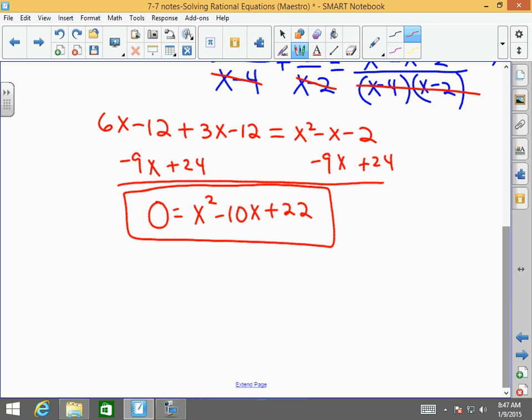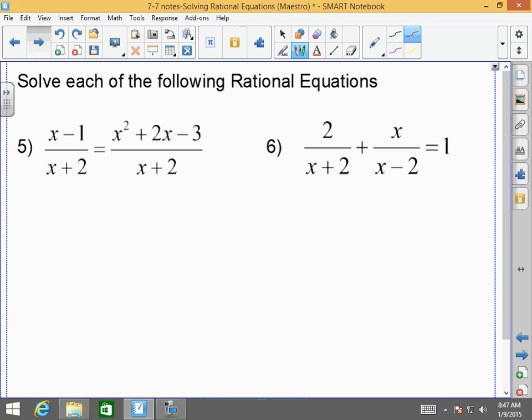What I will do though is I will make sure that I always leave you with things that are factorable. After this chapter, we're going to learn how to complete the square and do the quadratic formula. But for now, I don't want to do that. I went a little too advanced. Okay? Does that make sense though, guys? Okay.